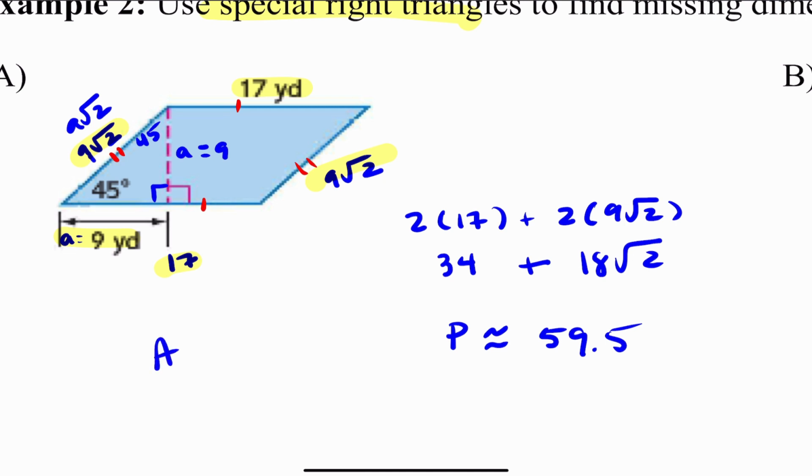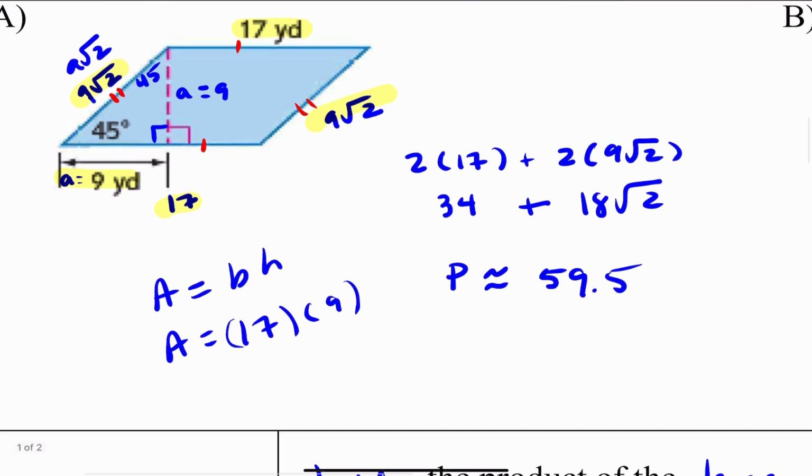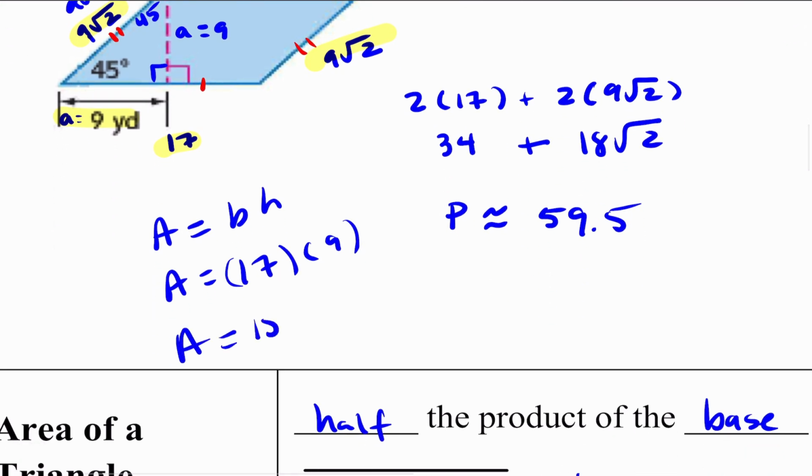But to find the area, it's simple. It's base times height. The area is equal to 17. That's the base, and that's the height. So 17 times 9. That's 153. 153 square yards. And this over here, the perimeter, will be 59.5 yards.